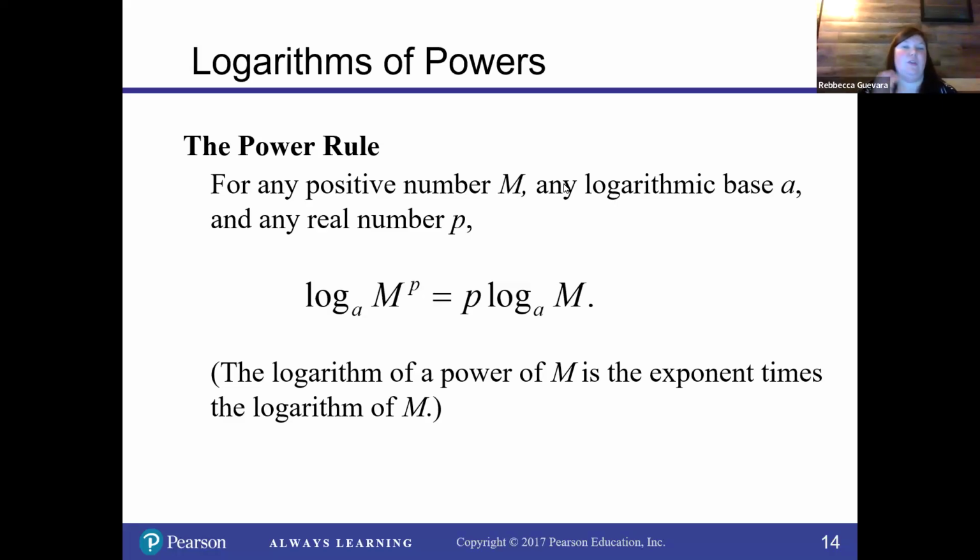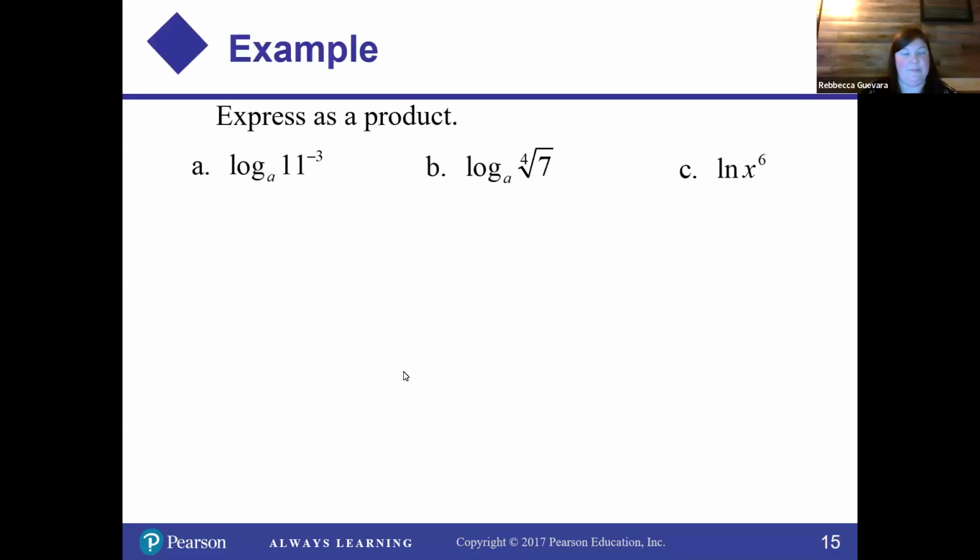All right, so the power rule: for any positive number m, any logarithmic base a, and any real number p, the log base a of m to the p, we can just change that and basically pull the exponent out front, so it's p log base a of m. So the logarithm of a power of m is the exponent times the logarithm of m. All we're saying is that we don't need to have that power, we could just pull it out front. It's inevitably what's going to happen to it anyway.